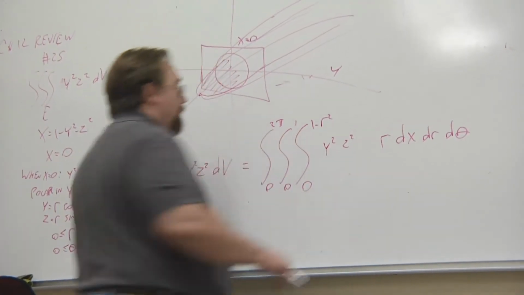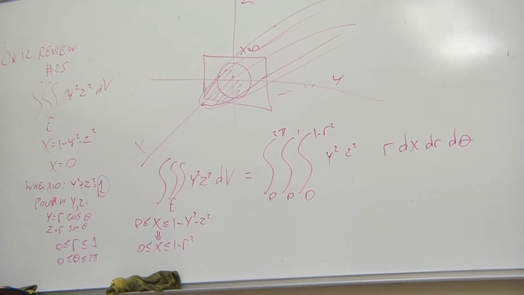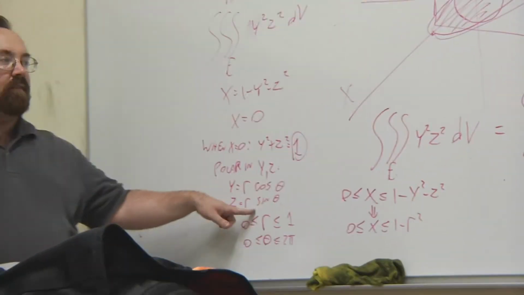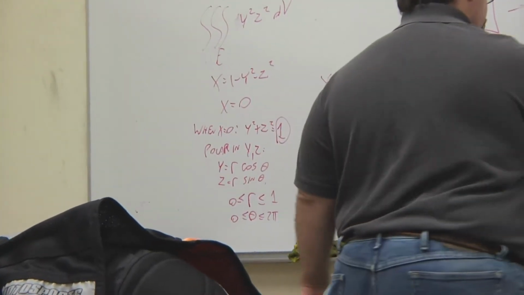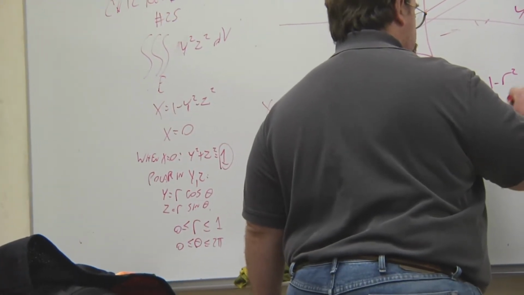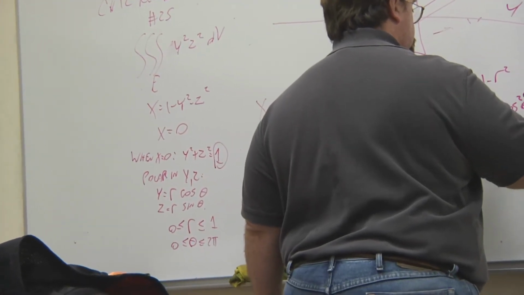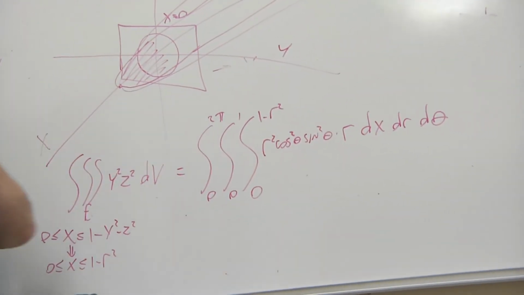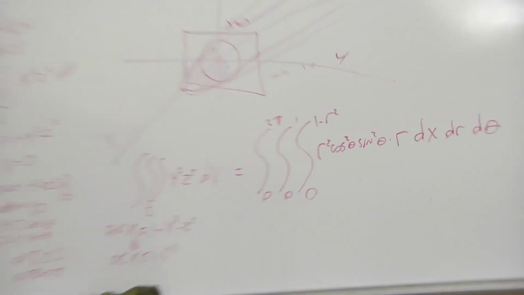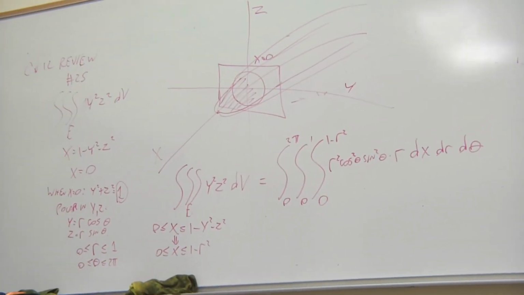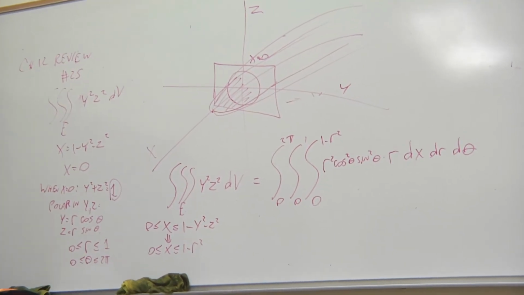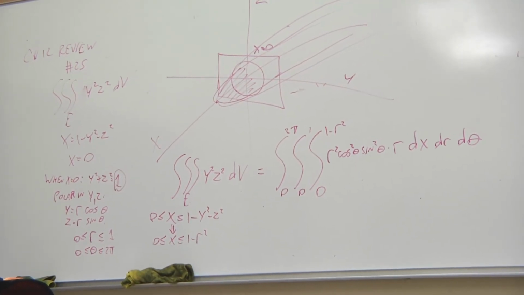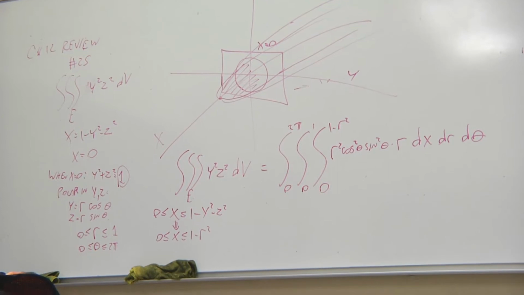2 pi. But then the last thing that needs to be done is to write y and z in terms of r and theta. So we actually get r squared cosine squared theta sine squared theta times r, so we're actually going to get an r cubed. So that's the setup. The questions on the setup before I do anything else?